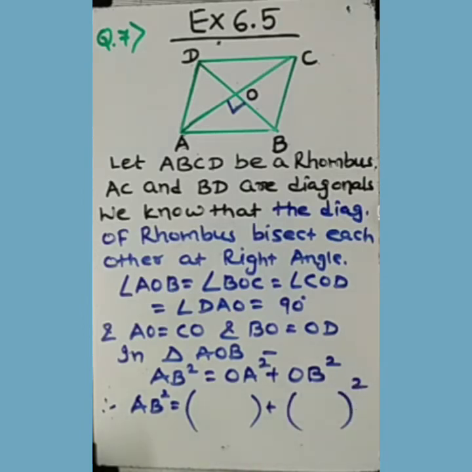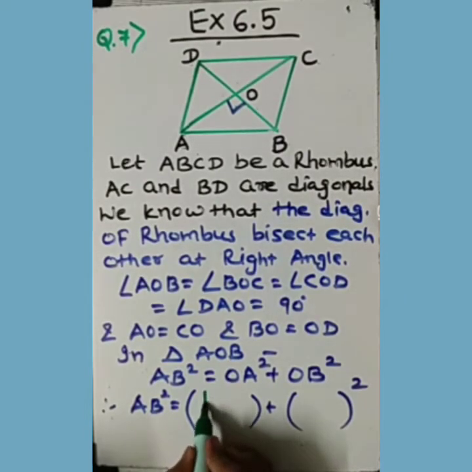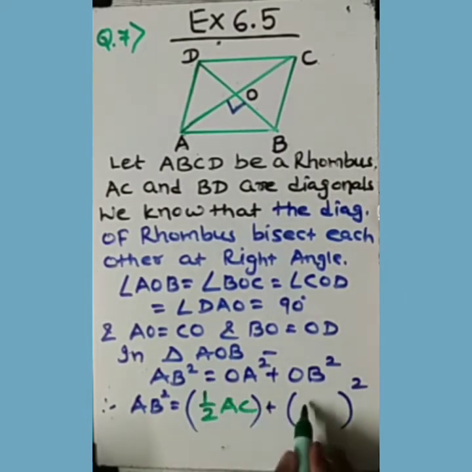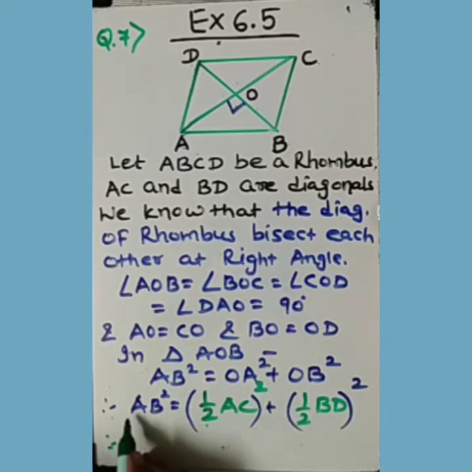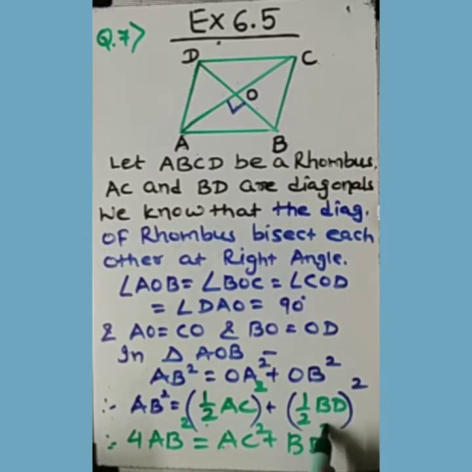What is OA? Of course you will say OA is half of AC. So can I write here OA equal to 1/2 AC and OB equal to 1/2 BD. Okay. So if I simplify this, the square of this is 1 square, 2 square, 4, multiplied here, so it will become 4AB square, that is equal to AC square plus BD square. Let's say this is result number 1.